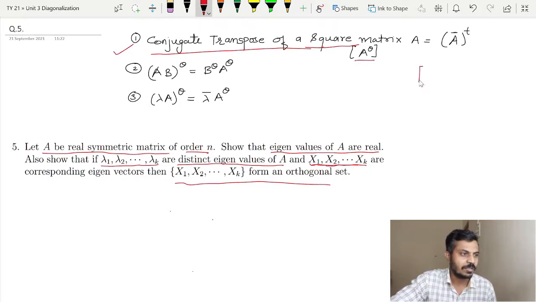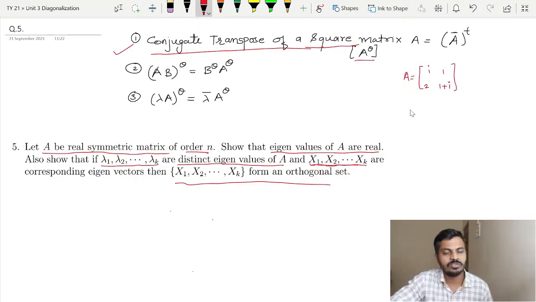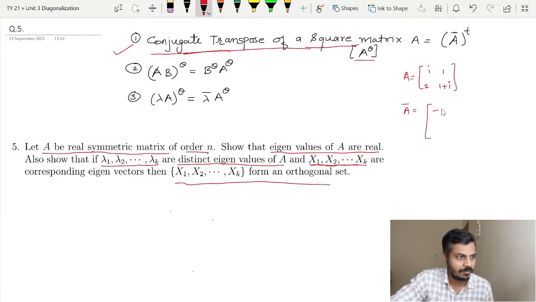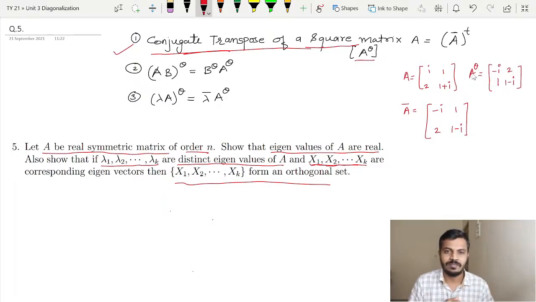Let me give a simple example, then it will be clear. Suppose this is your matrix, a 2 by 2 matrix, let us say A. Then what will be my conjugate transpose? Simply find the conjugate of it first of all. So A conjugate will be minus i, 1, 2, 1 minus i, and now take the transpose of it. So our A raised to theta, or conjugate transpose, will be minus i, 1 and 2, 1 minus i. So this is how the conjugate transpose is defined.